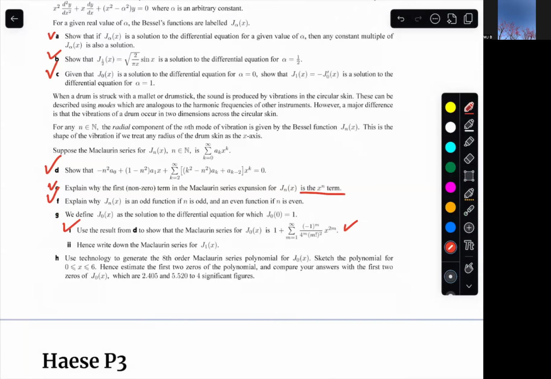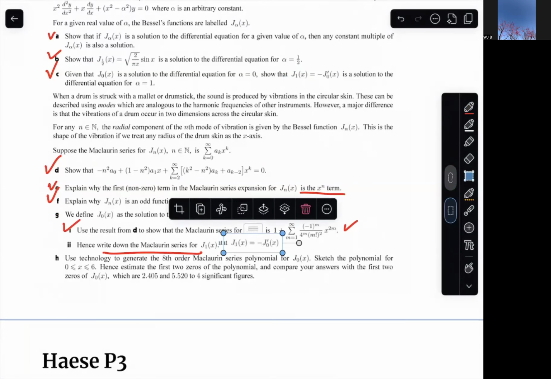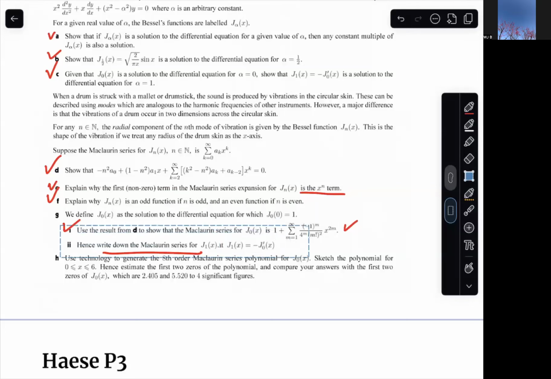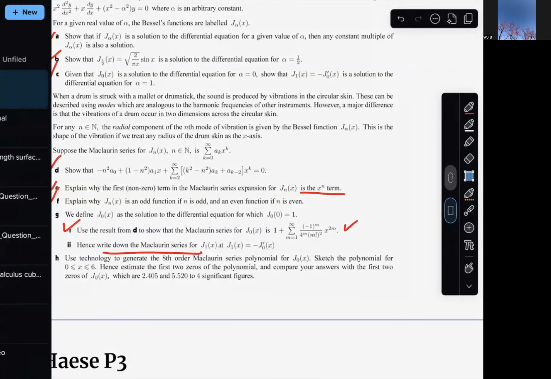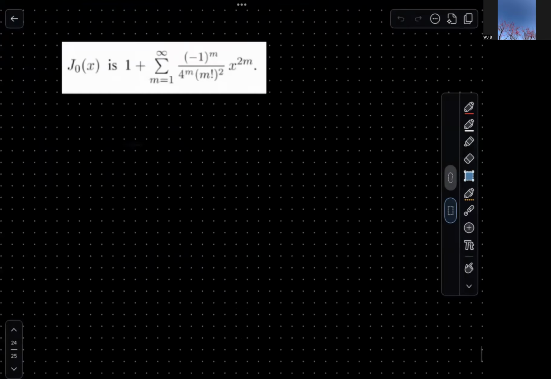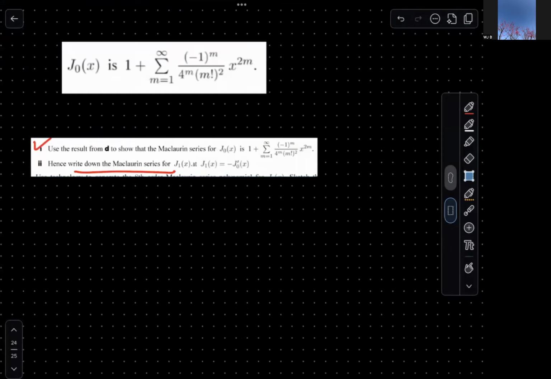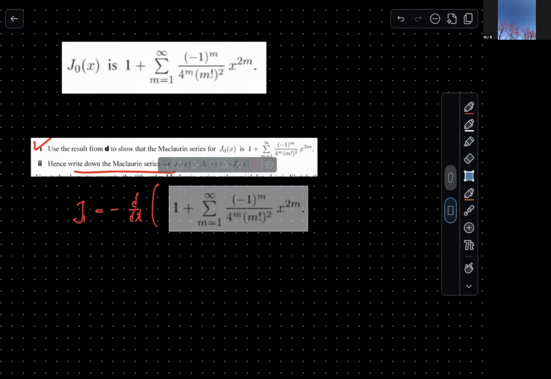Okay, hence write down the Maclaurin series of J1. I think I can use this, right? Because we said that it is a derivative. So I believe you should just be able to differentiate the infinite series that you got. And as you can see, I'm sure if I do the term by term differentiation, I'll be introducing an odd function, which we know is what we proved, right? So J1 will be the negative of the derivative of the solution that we found. And as you can see, the 1 will disappear because it's constant.